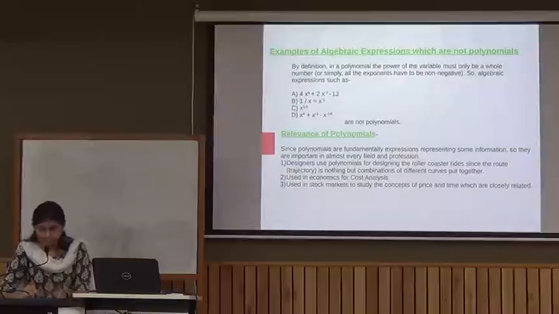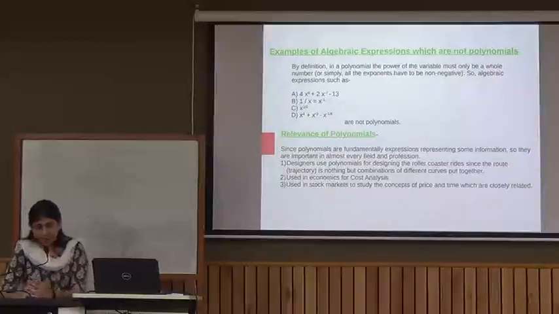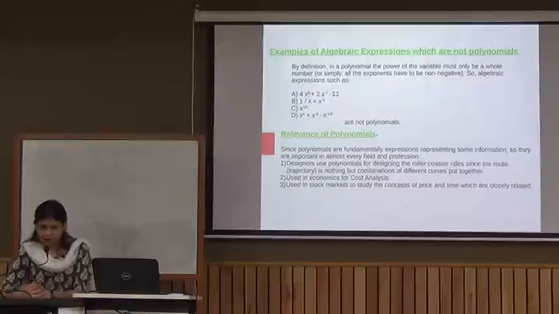So, in these four examples, we can clearly see that the variables are not raised to the powers of whole numbers. For instance, in example A, we have 4x power 6 plus 2x power minus 7 minus 13. Clearly, minus 7 is not a whole number but an integer. Similarly, the other three examples follow. So these are the examples that these expressions are not polynomials.